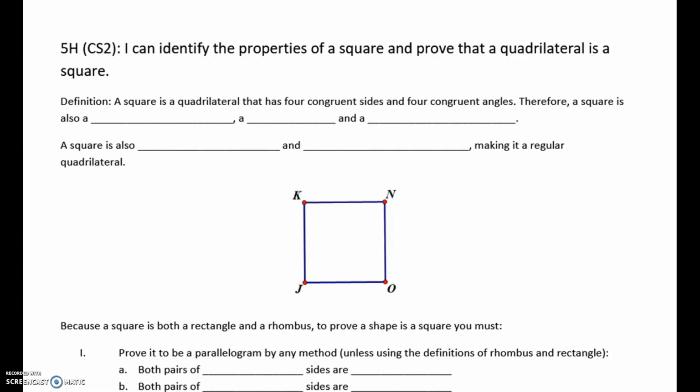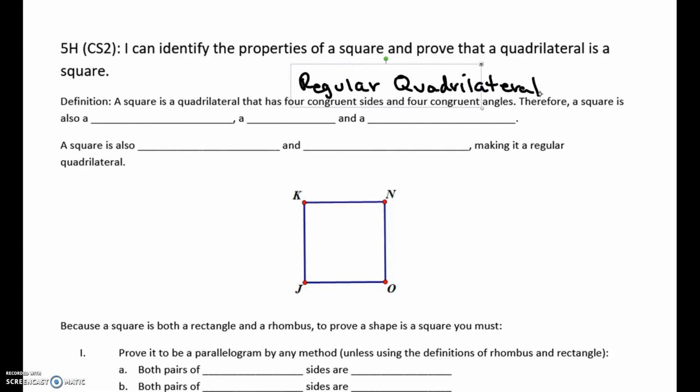I can identify the properties of a square and prove that a quadrilateral is a square. Okay, a square is a quadrilateral that has four congruent sides and four congruent angles. This makes it the regular quadrilateral because it's both equiangular and equilateral.